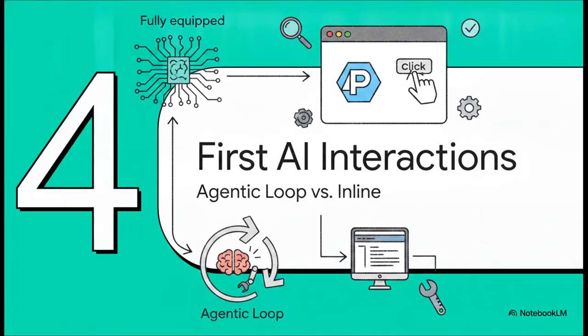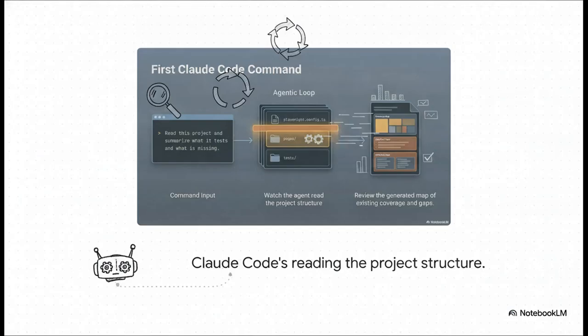Let's see them in action in Section 4. First, AI interactions, the agentic loop versus inline generation. Okay, let's look at Claude Code first. With Claude running in your project terminal, you type a prompt like, read this project and summarize what it tests and what is missing. Boom, you just triggered Claude's agentic loop.